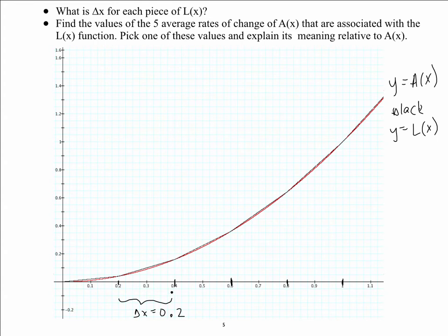Now, in order to actually answer some of these questions, I wanted you guys to find the average rates of change of A of x associated to each of these intervals. So what we've done is we've split up our function into chunks, right? I've got this chunk here and then this chunk here. So how did you do it? Were you able to find these average rates of change? Who wants to talk me through it?